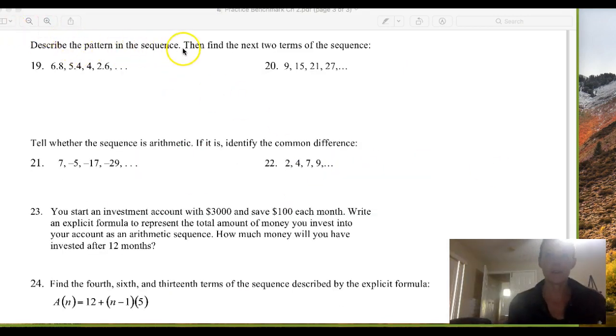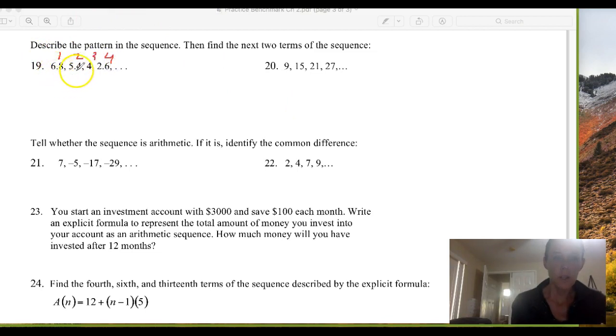Describe the pattern in the sequence, then find the next two terms of the sequence. So let's look at our sequence. And remember, sequences can be brought into equations of lines. They're connected because that common difference is going to end up being your slope. So let's look, if this is term 1, term 2, term 3, term 4.